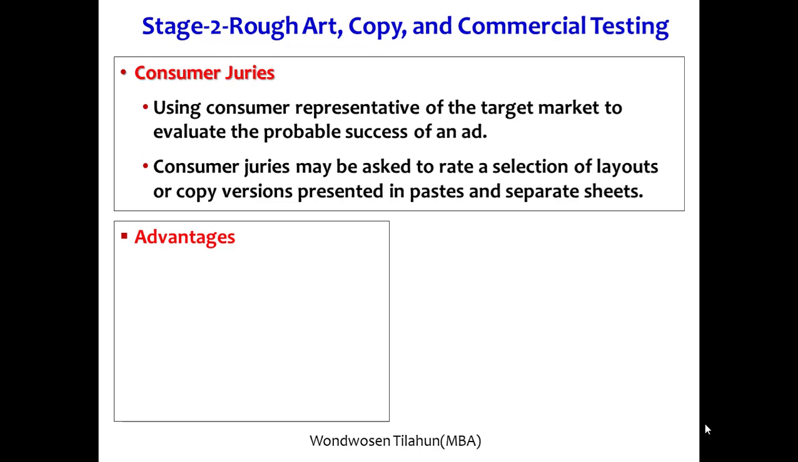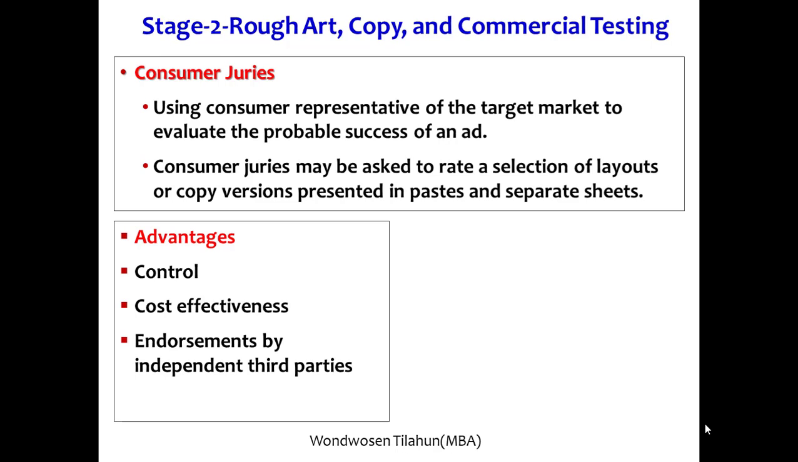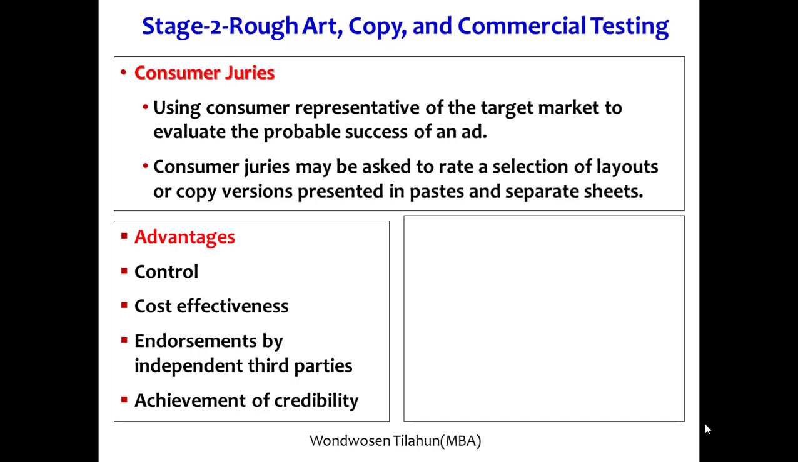So the advantages can be common for the comprehension and reaction testing and for consumer juries. The first one is that we can control the result. The other one is that it's cost effective, because we select a few respondents that represent the customers, so we can minimize our resources. The other one is endorsement by independent third parties, achieving credibility.